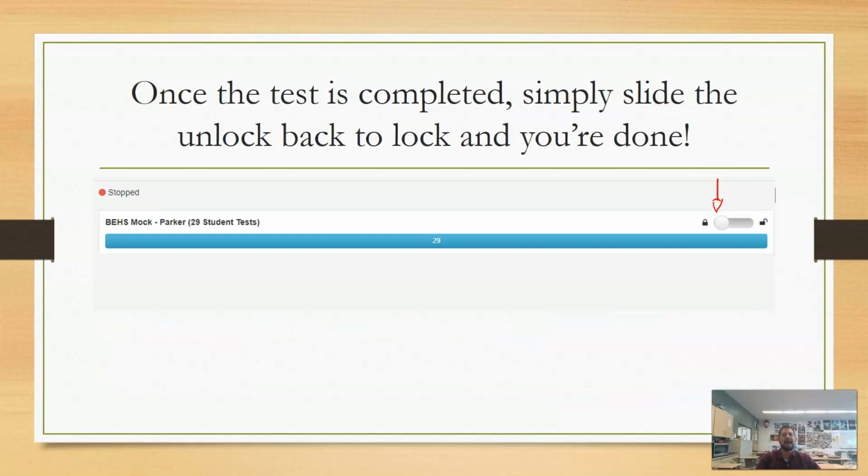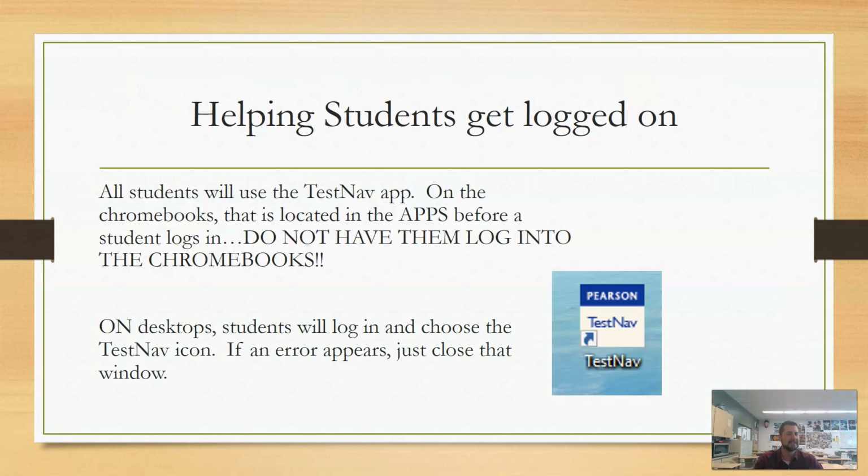And then you just have to fill out the paperwork while you're giving the test. Now, the last thing that we're going to talk about in this video is how to get the students signed in. Most of you will be using Chromebooks. If you're using a Chromebook, do not have them log into the Chromebook. Instead, what you do is you locate the apps before a student logs in, and then on the desktop, once they choose apps, you just choose the TestNav icon. It'll look exactly like what you see on your screen there. Many of you have it on your own computer in your room, but on the Chromebooks, do not have them log in, okay?